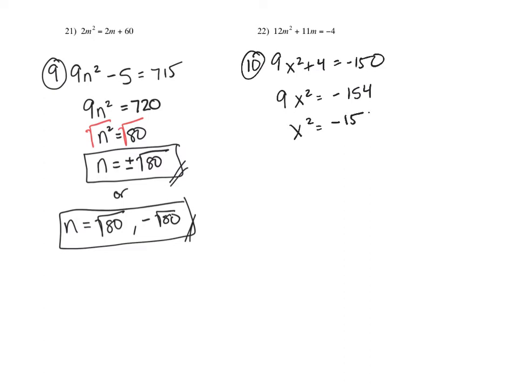So it's just -154 over 9. Not the best number, but that's okay. So next, to get x by itself, we're going to take the square root of both sides. Notice how big my radical symbol is on this side. It's got to cover the 9 as well. And we're going to end up with x is equal to the square root of -154 over 9.